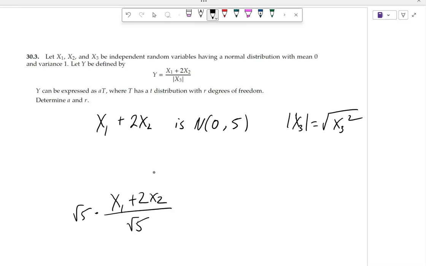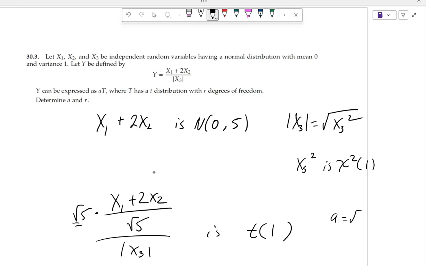So X3 squared is chi-squared of 1. So do we need to divide anything in this case? No, we're good. So this is still just absolute value of X3. So this is now t of how many degrees of freedom? Just 1? Good. And what's the a that we need? Root 5, yeah. So your a is root 5, and your r is just 1 degree of freedom. It's just playing around with recognizing what you need for a t distribution.